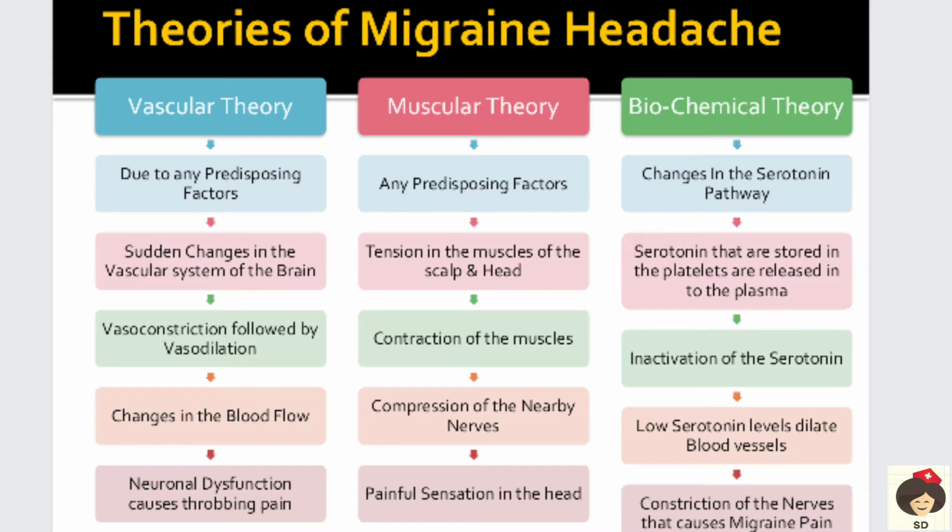When there is sudden change in the blood flow, the nerves cannot accommodate or adjust to the changes in the blood flow, so they go for dysfunction. So that is called neuronal dysfunction, which can result in throbbing type of pain in the head.